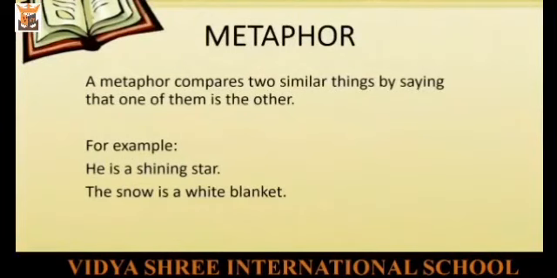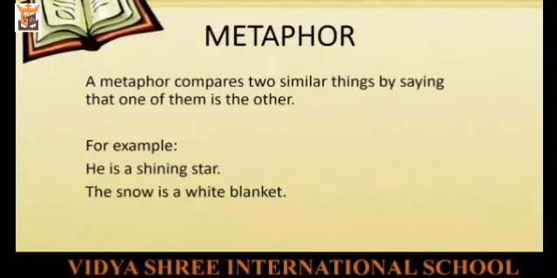A metaphor compares two similar things by saying that one of them is the other. How? For example, he is a shining star. We are saying that a boy is a shining star. How can a boy be a star? Just by his works. But here we are comparing a boy with the shining star, and we are not using any comparison word. We are directly saying that the boy is a shining star.